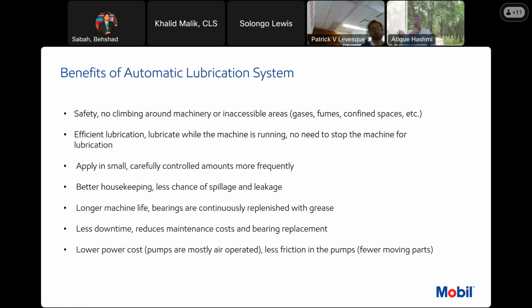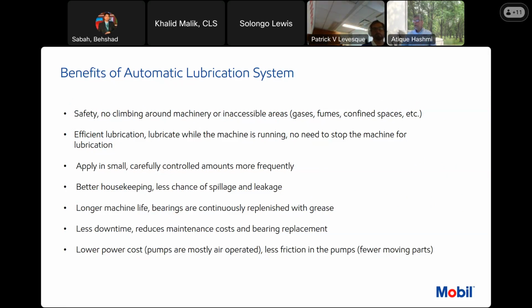There are several benefits of automatic lubrication system over manual lubrication. The first and foremost is safety. When you have an auto lubrication system installed on stationary equipment or mobile equipment, you don't have to climb around machinery or reach inaccessible areas to lubricate the bearings. An automatic lubrication system will do it for you.